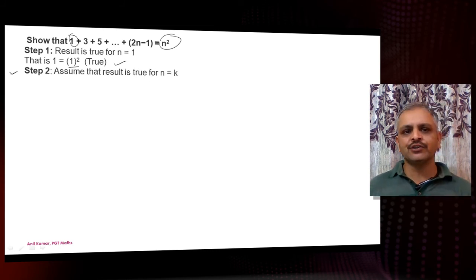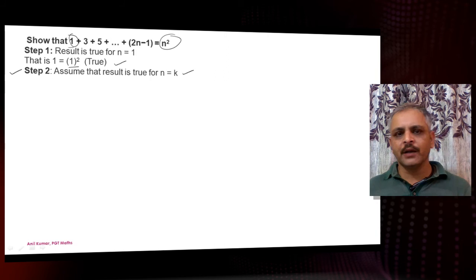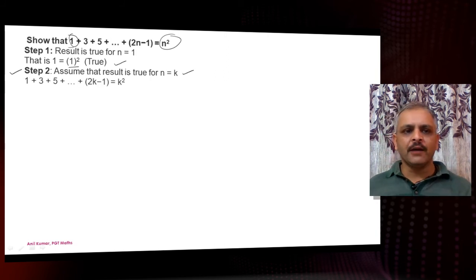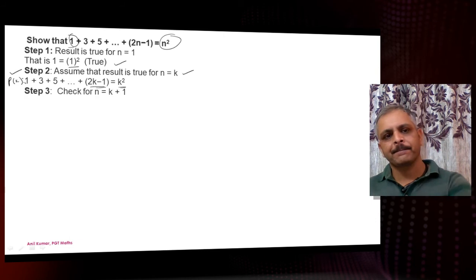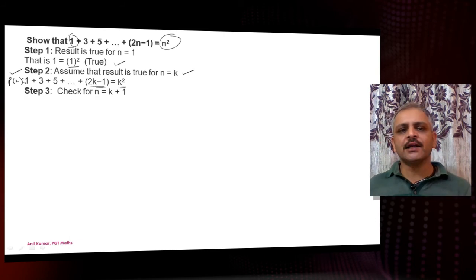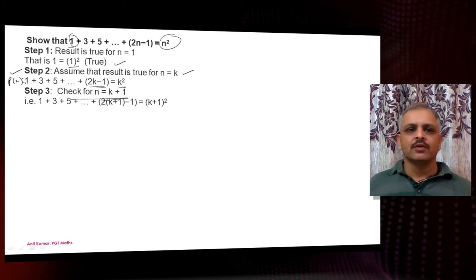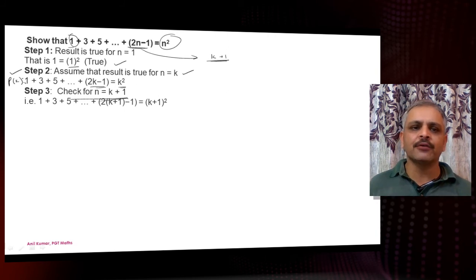Step number 2, we will assume that the result is true for n is equal to k. So replace the n with k. So it will become 1 plus 3 plus 5 up to 2k minus 1 is equal to k square. So the statement becomes P for k. And step 3, now we'll check it for n is equal to k plus 1. So replace this n with k plus 1 to get the series extended up to k plus 1.